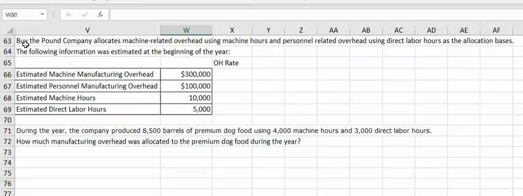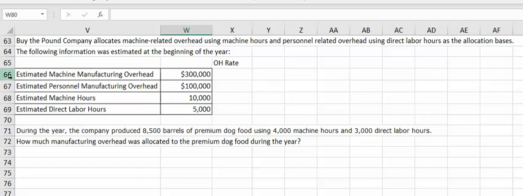All right, in this example we have By the Pound. It needs to allocate its overhead and it's going to use activity-based costing, which means it takes these overhead costs. These are the costs that aren't easily traced to a product. They're all those indirect costs that benefit or exist because of the various products the company makes.